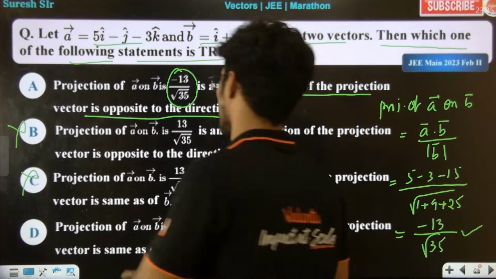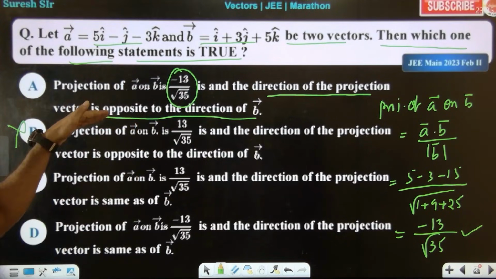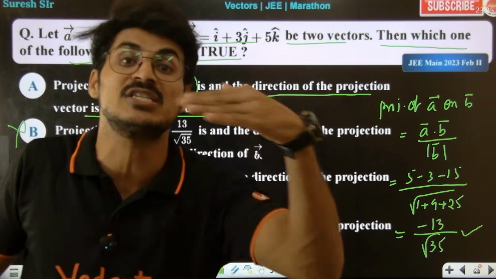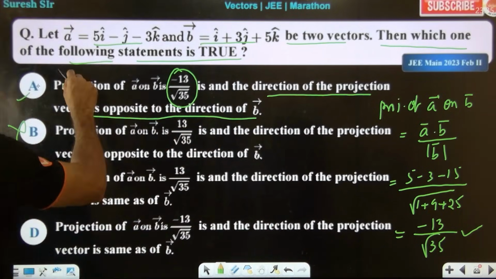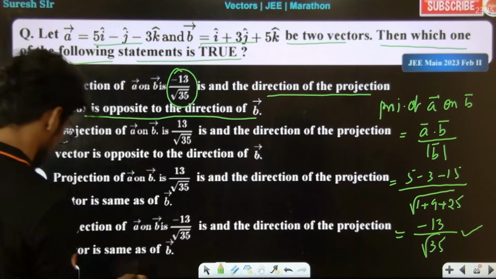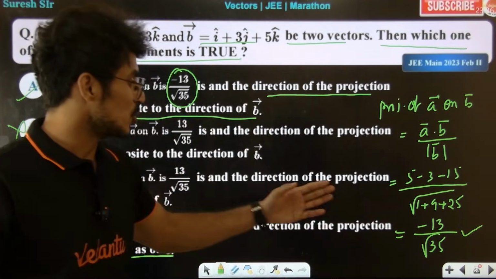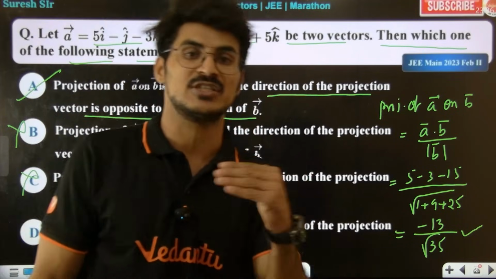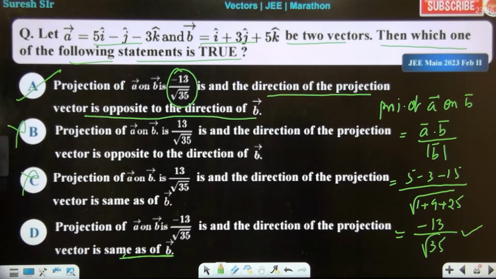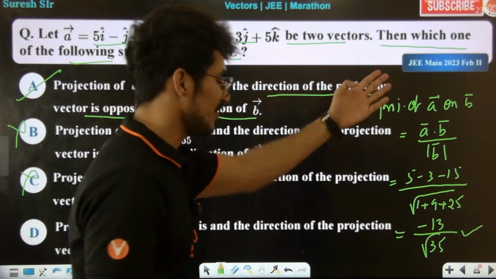Are you getting the point? The negative sign represents opposite direction. Option A is the right answer. Option D says the direction of the projection vector is the same. Here it is not the same. So the negative sign represents the opposite direction, so option A should be the right answer. Understood? How simple it is? Just put in the direct formula and the answer comes. This is a previous year question.